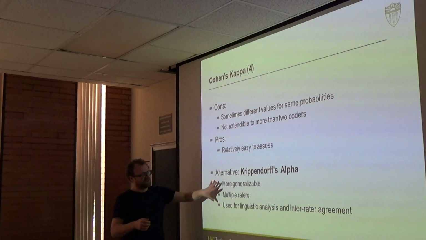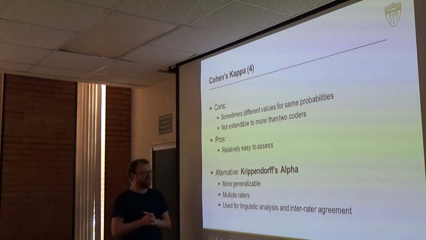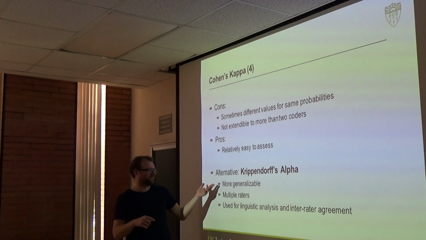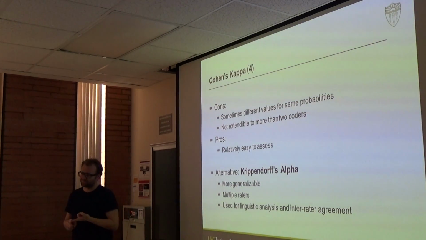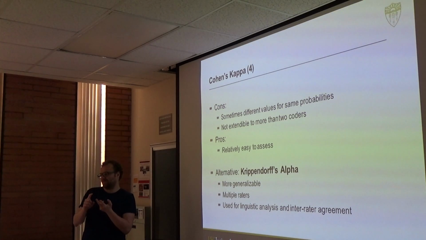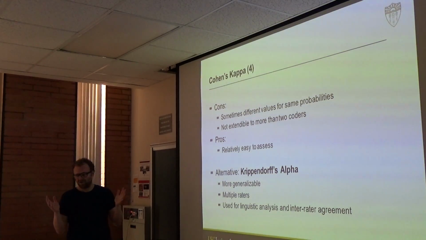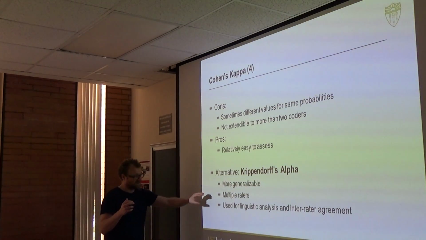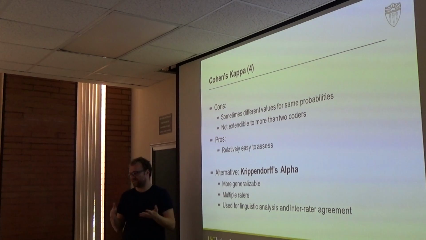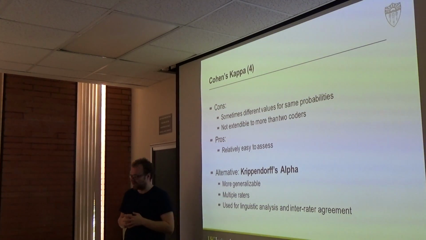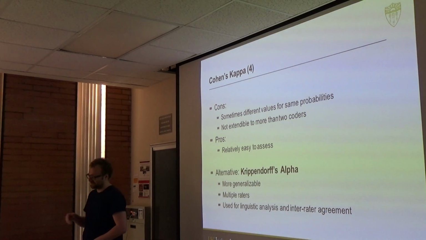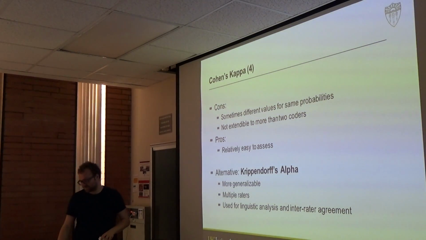For this, we can use Krippendorff's alpha, which is more generalizable. It's for interval scale data, for ordinal scale data, and for nominal data, so we can use it for all of those. We can use it for 2 raters, 15 raters, 20 raters, it doesn't really matter. And a lot of people use this for linguistic analysis, agreement, and human behavior assessment.